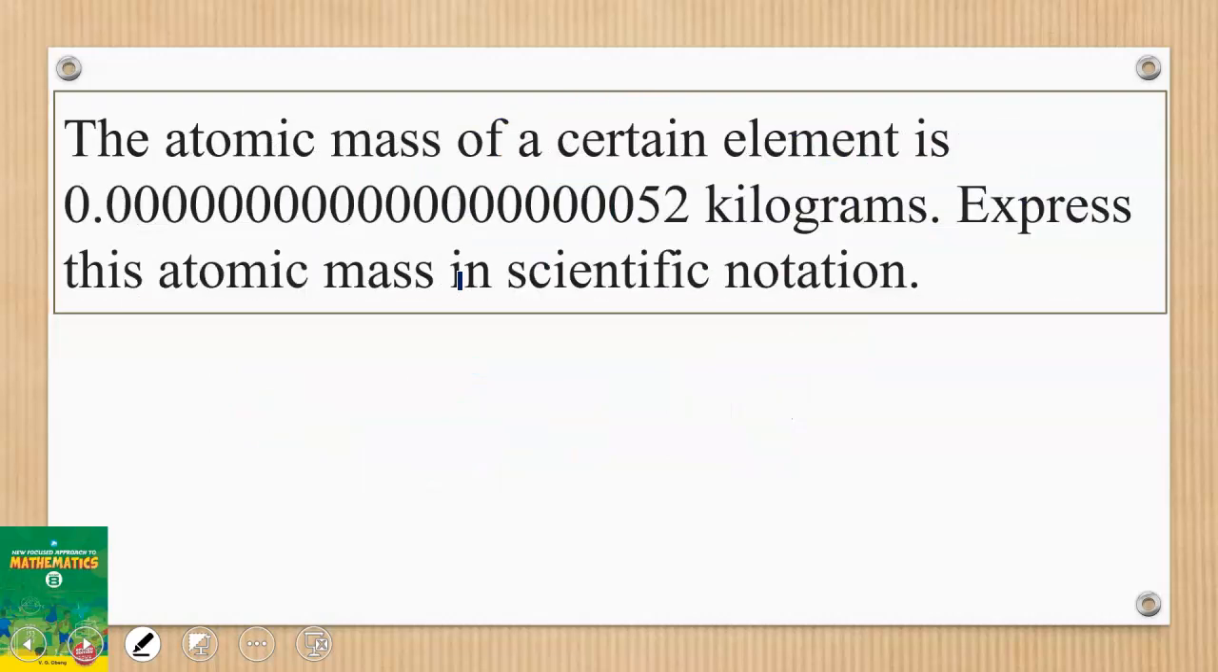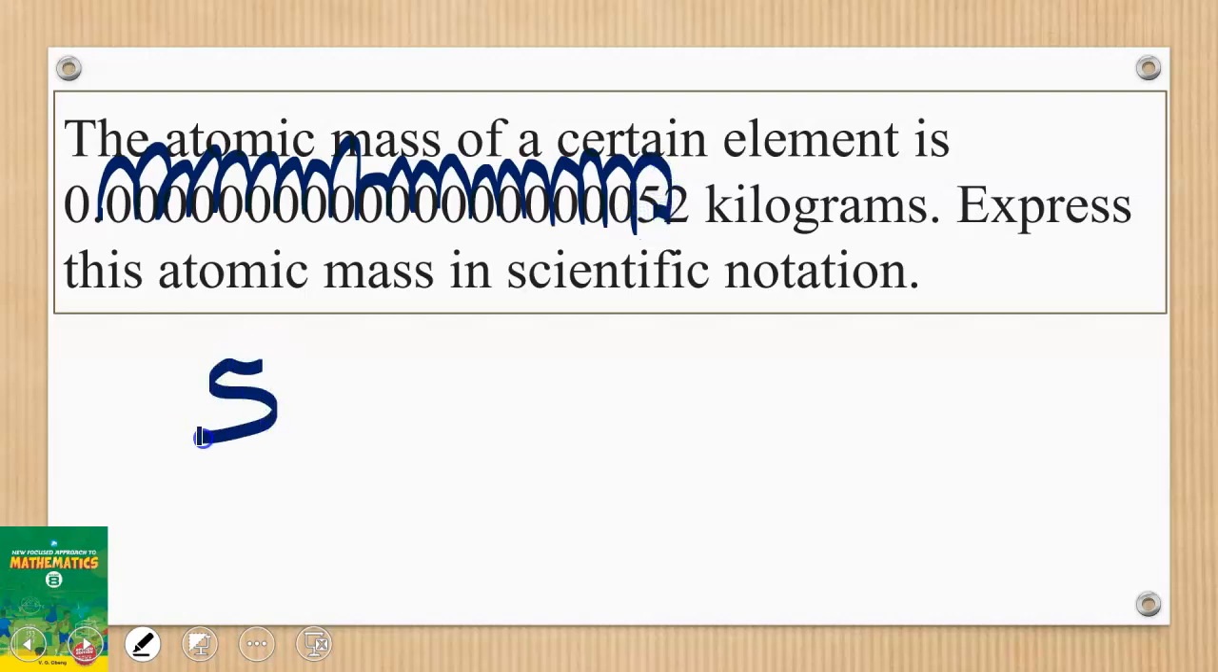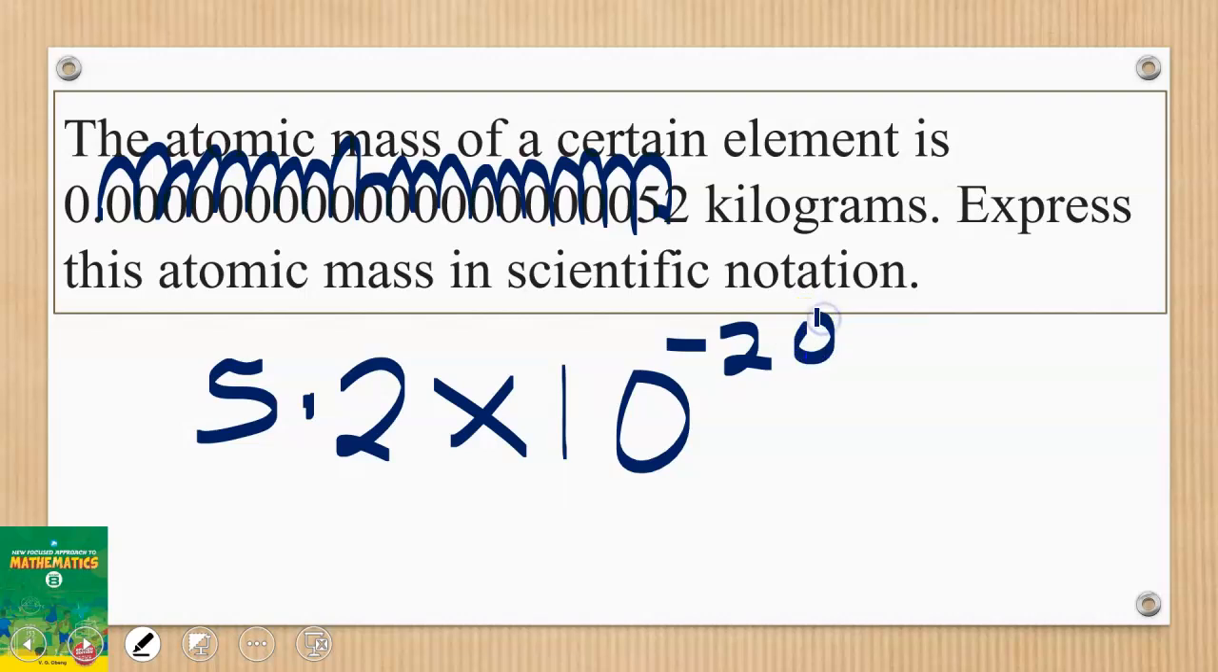Okay, let's do the last example. The atomic mass of a certain element is 0.000000000000000000052 kilograms. That's amazing, a very, very small number. And we want to express this number in scientific notation form. So we go from here, 1, 2, 3, 4, 5, 6, 7, 8, 9, 10, 11, 12, 13, 14, 15, 16, 17, 18, 19, 20. So we get 5 point. Always put it between the first two significant numbers, so it will be 5.2 times 10 to the power negative 20, because it's a very small number.